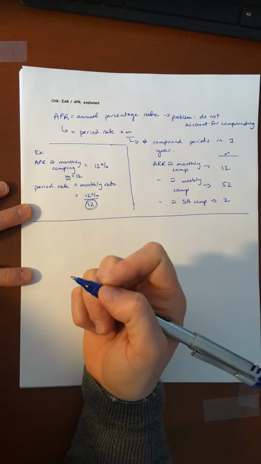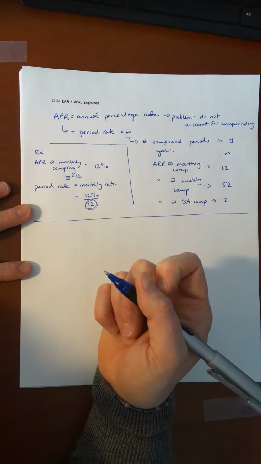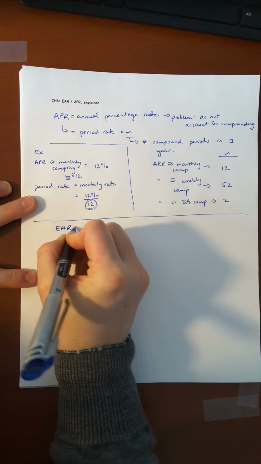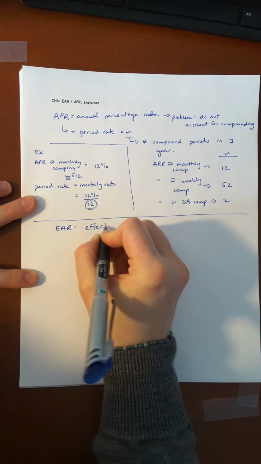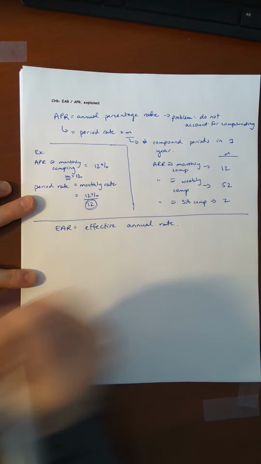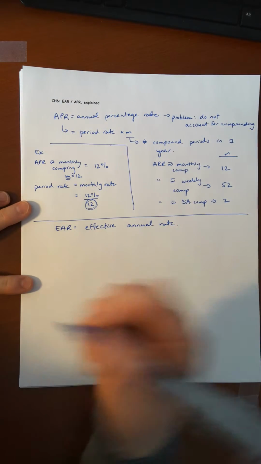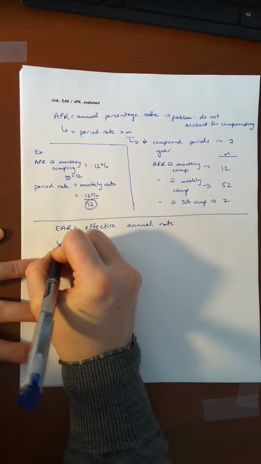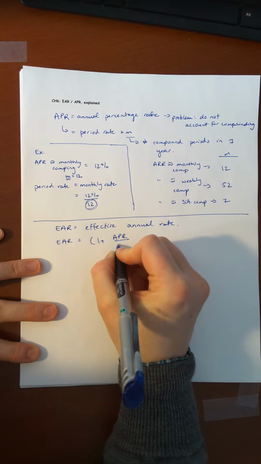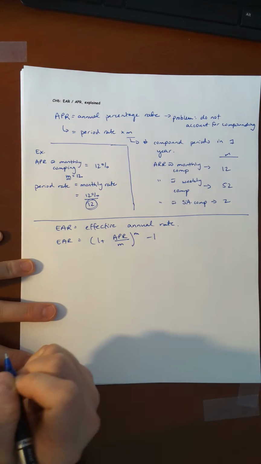So one of the interest rates that is useful to us, especially if we're looking at things on an annual basis, is the EAR. The EAR stands for the effective annual rate. Okay, and it has an association with the APR. We can take an APR and we can annualize it using the EAR formula. So the EAR formula is equal to 1 plus our APR over M, to the power M, minus 1.